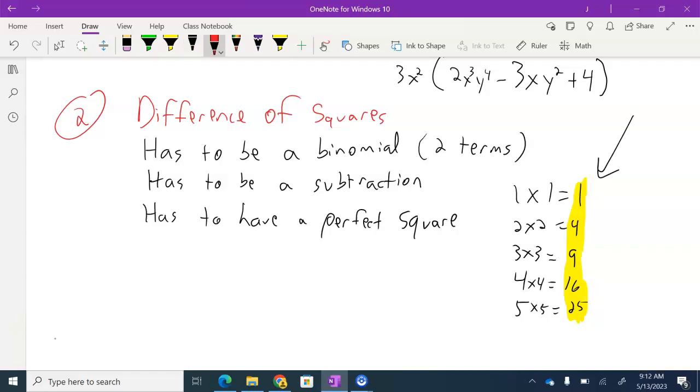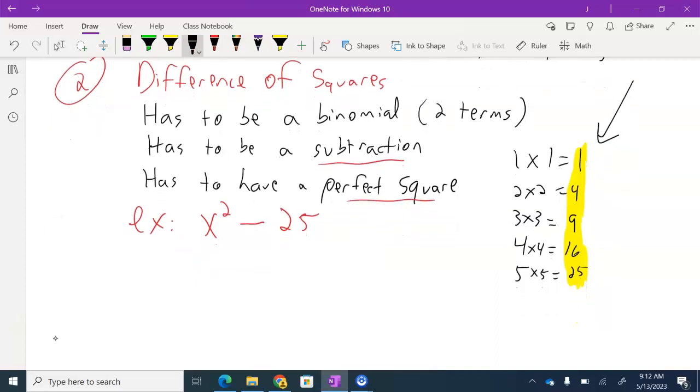So for example, if you have something that looks like x squared minus 25. So it's a binomial, it's a subtraction, and it has a perfect square. Then all you do is the factor of that perfect square is 5. So you just set it up as x plus 5, x minus 5.